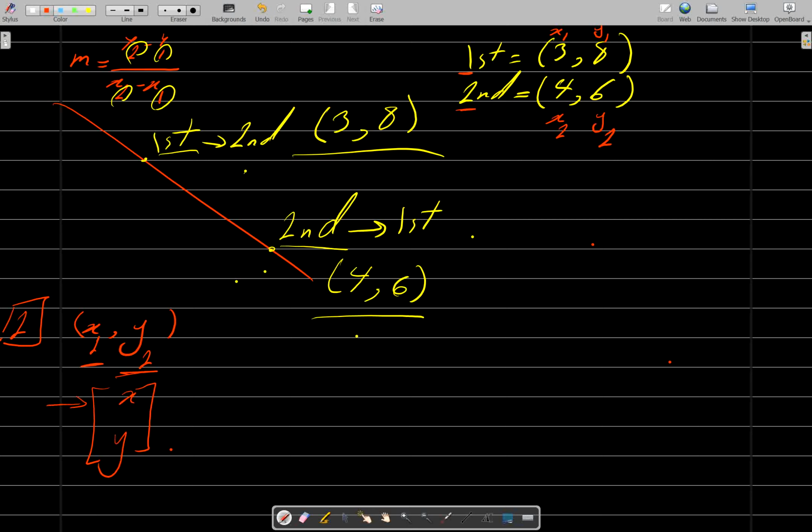So now I have the points, I'm going to plug them into my equation. So I'm going to write down 6 minus my y1, that is 8, and down below I have an x2 that is 4 minus 3. This is my x1, I wrote it down. So this is equal to negative 2 over 1, equal to negative 2. So you have a negative slope, as you can see.